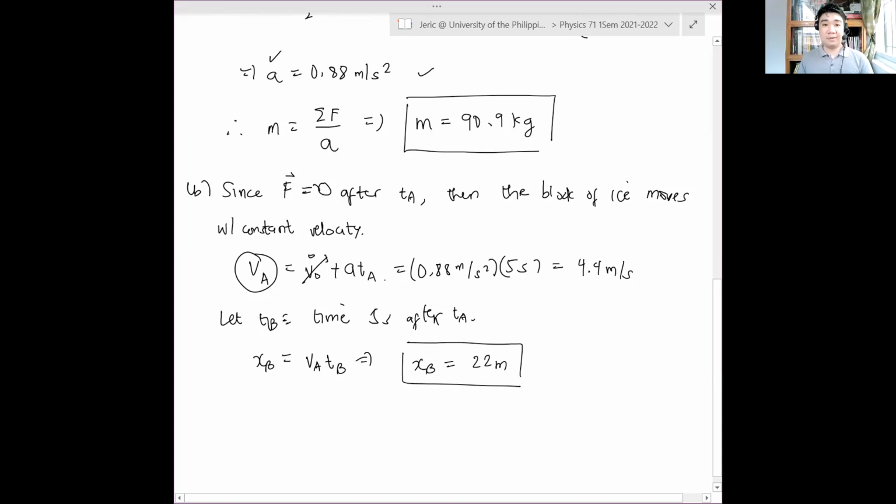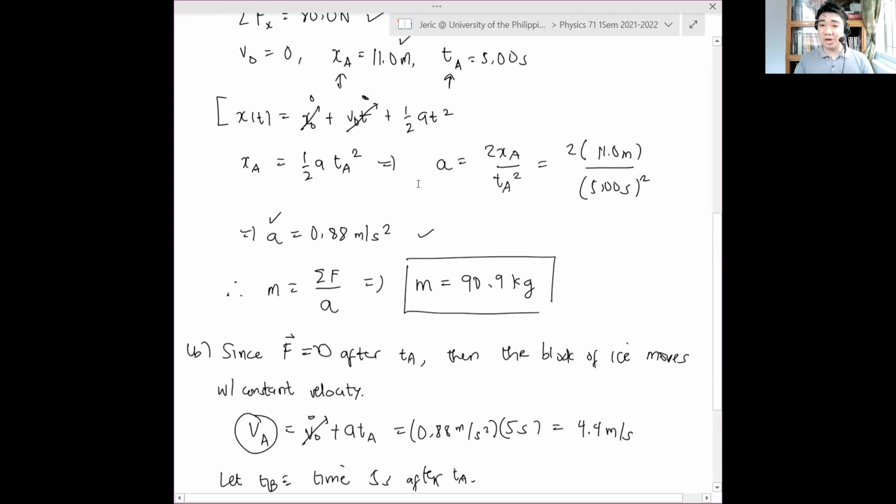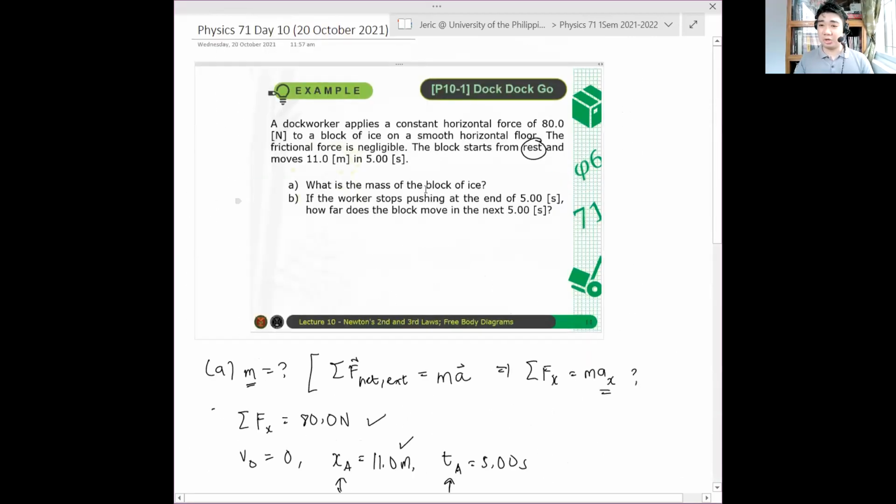Nakuha? Gets ba? Yes, sir. Okay, so I hope you get this problem. I think may similar na problem sa FQ dito, na ganito. I'm not sure. Please check. Pero I think meron. Sige.